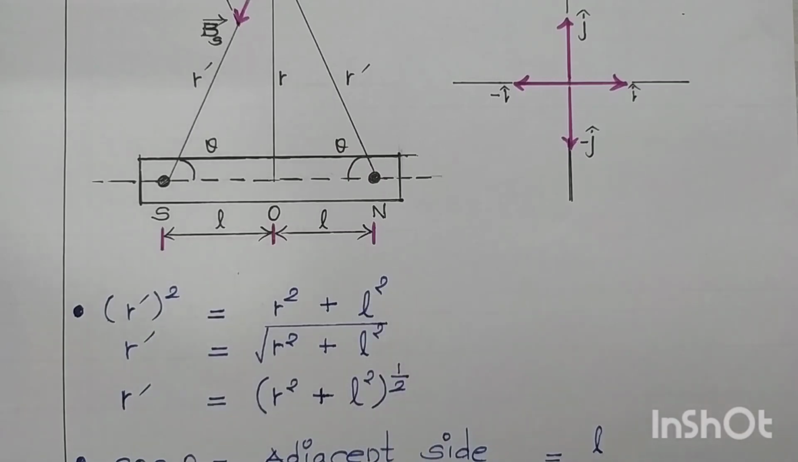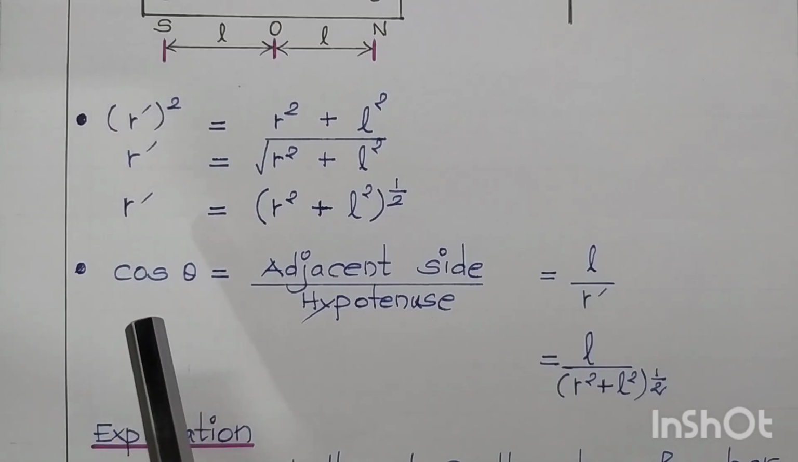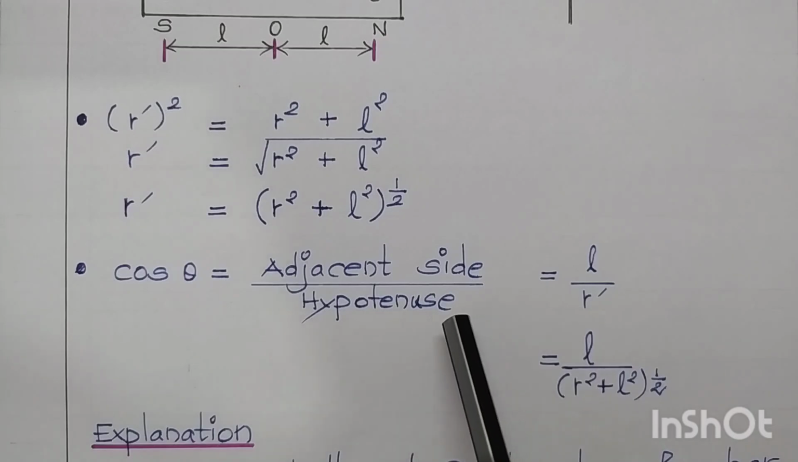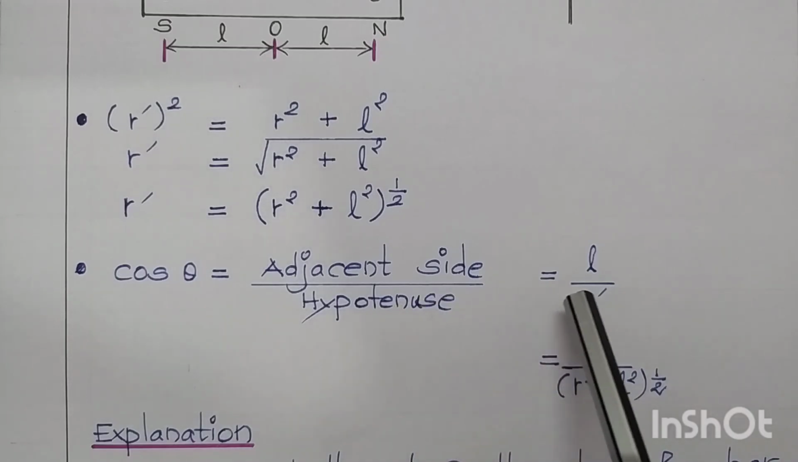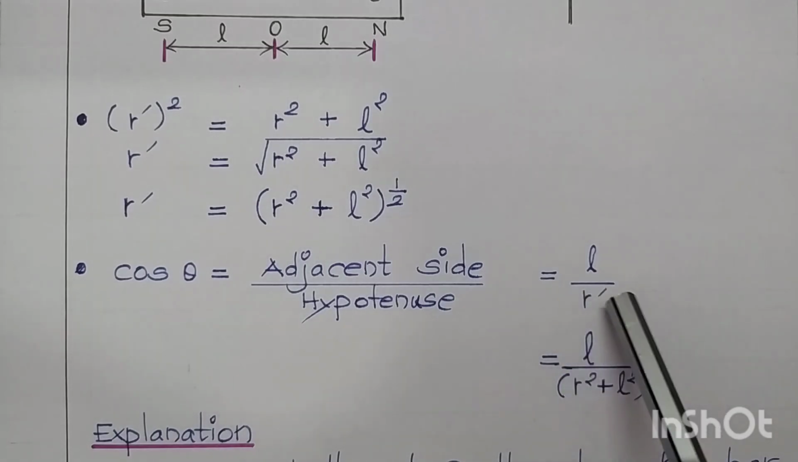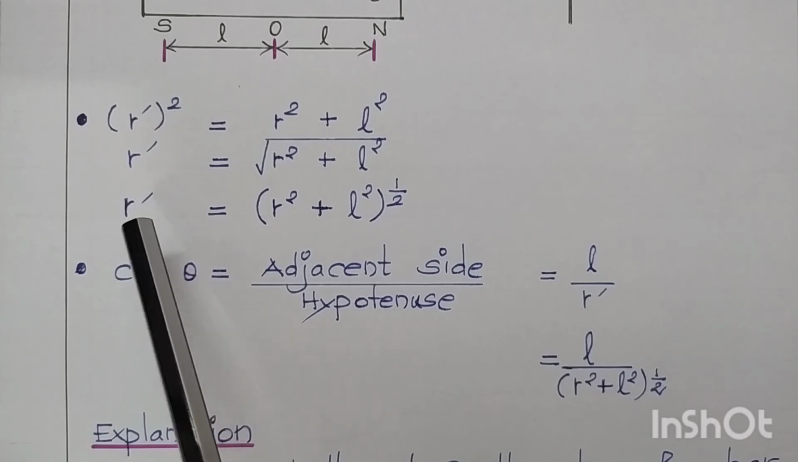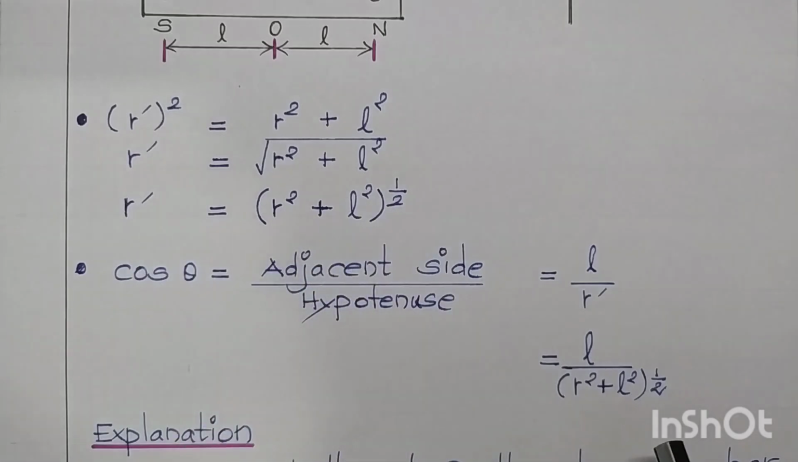Now in the next step, we are going to find cos theta. What is the formula to calculate cos theta? Adjacent side by hypotenuse. From the diagram we all know that the adjacent side is l and the hypotenuse is r dash. We have already found the expression for r dash. That's what we have over here. So in the place of r dash, let us write r squared plus l squared to the power of 1 by 2.